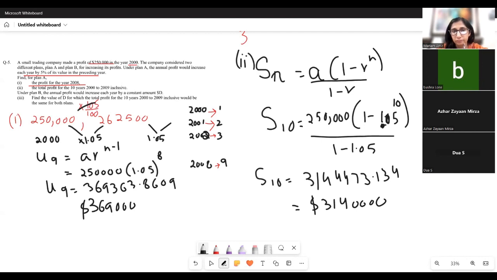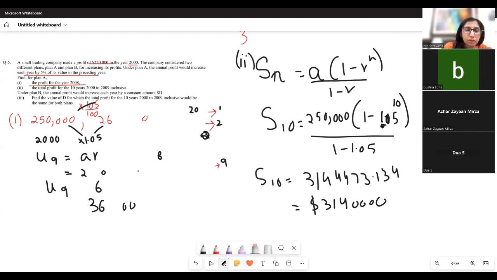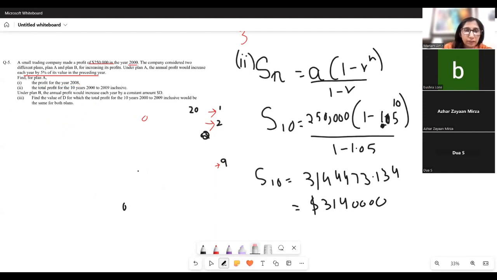Okay. Last part. Under Plan B, the annual profit would increase each year by a constant amount D dollars. Find the value of D for which the total profit for 10 years from 2000 to 2009 inclusive would be the same for both. All right.